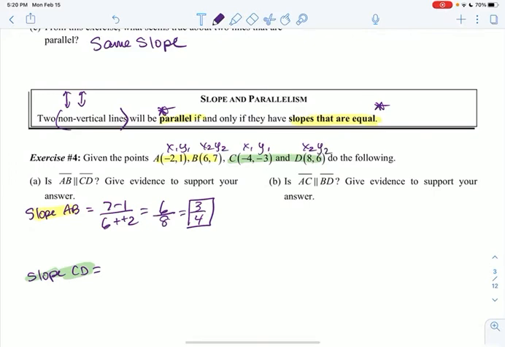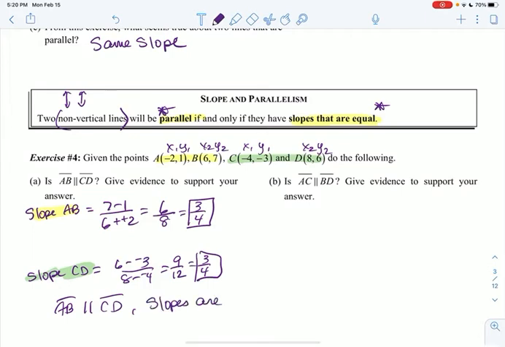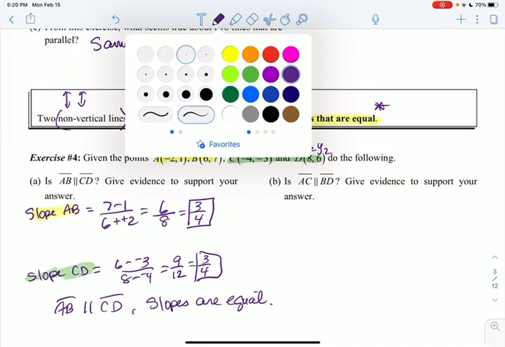So 6 minus negative 3 and 8 minus negative 4 is 9/12. And again, they're both divisible by 3. Oh, so look at that. They have the same slope. So AB is parallel to CD. Why? Their slopes are equal, slopes are the same, something like that, because it does say give evidence to support your answer. Now I want to know if AC is parallel to BD.